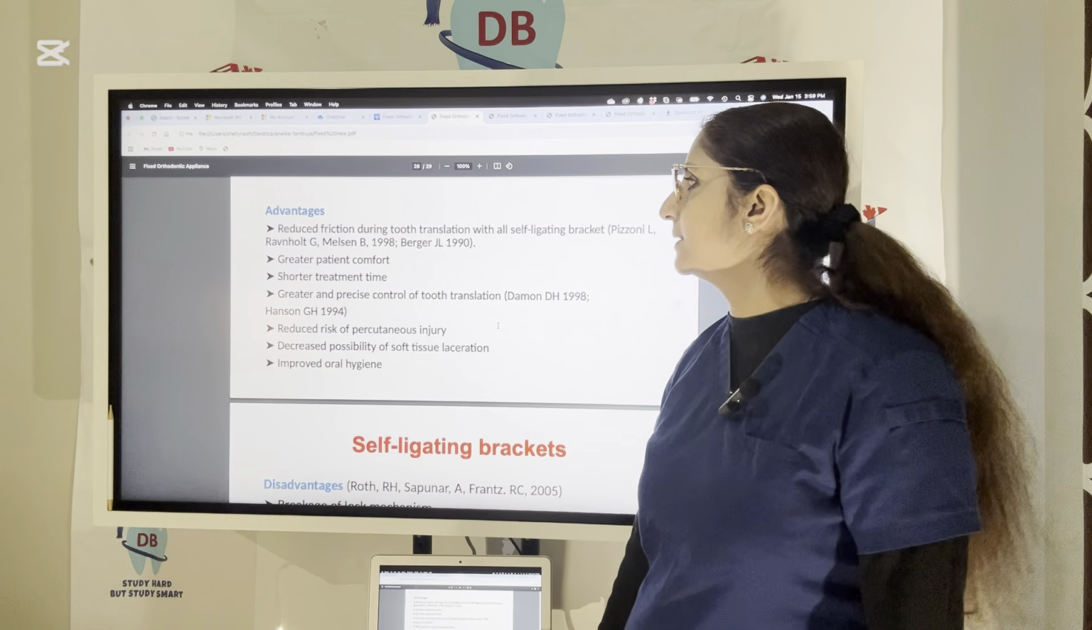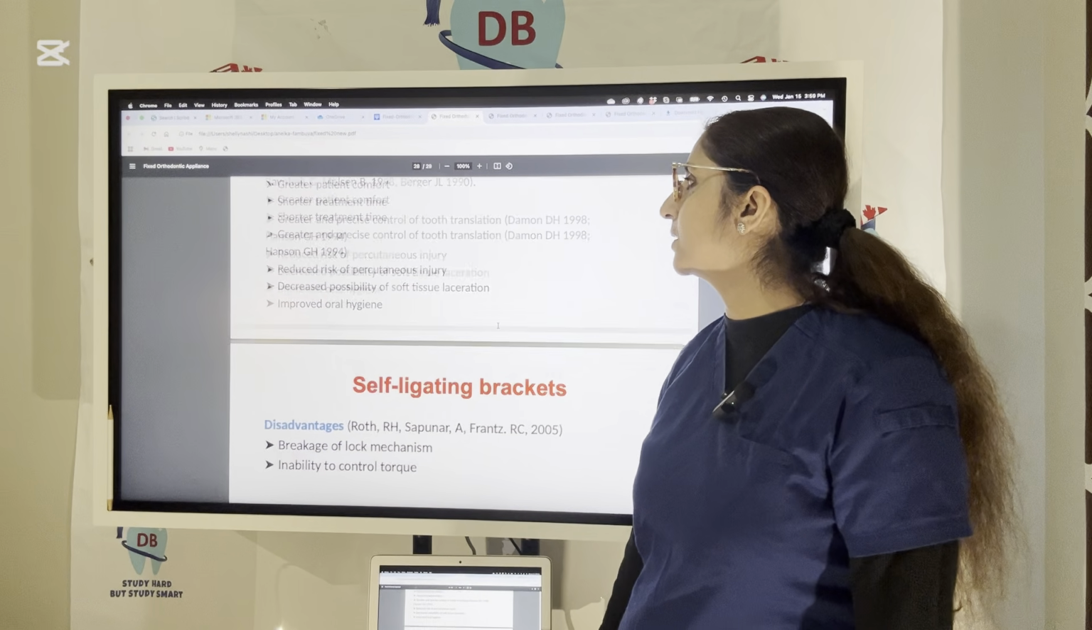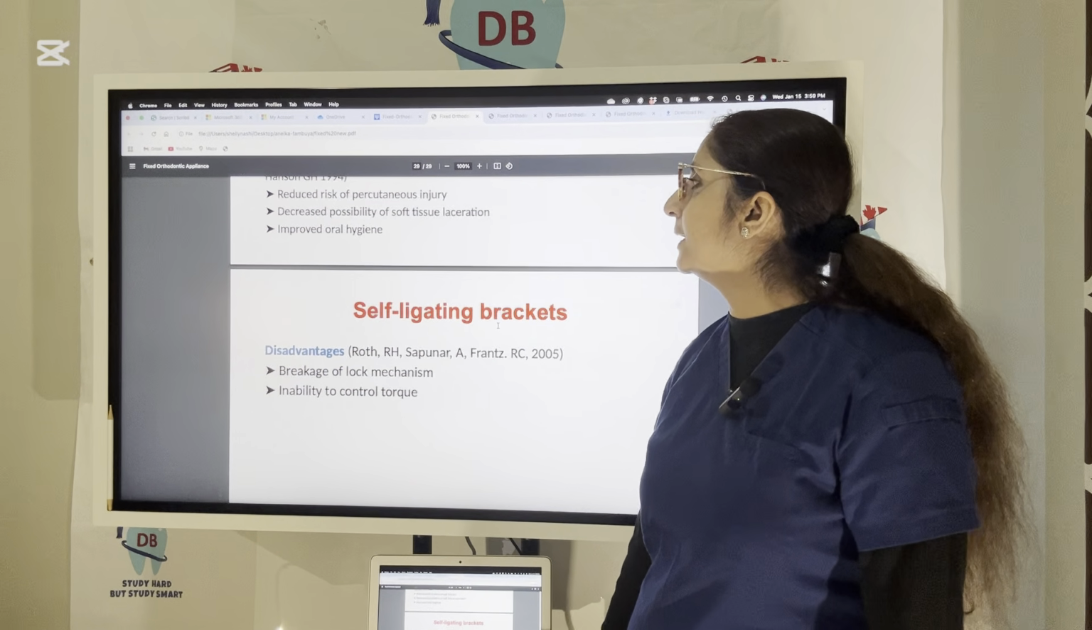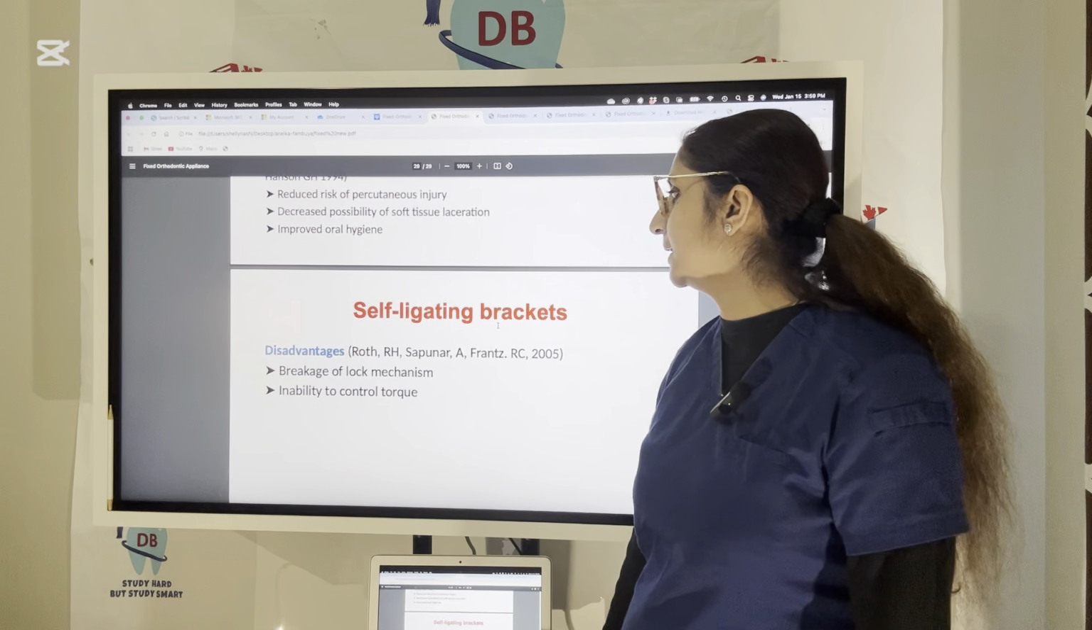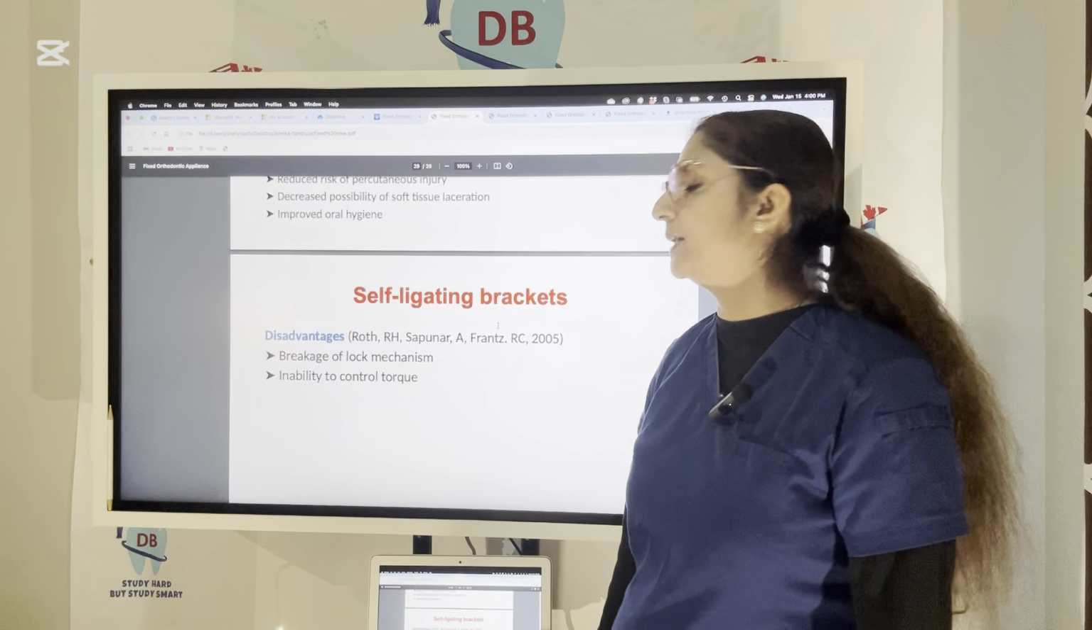With self-ligating brackets, you have greater patient comfort, shorter treatment time, more precise control of tooth translation, and also reduced risk of percutaneous injury and decreased possibility of laceration. But with self-ligating brackets, sometimes the locking mechanism can just break, and there can also be inability to control the torque.